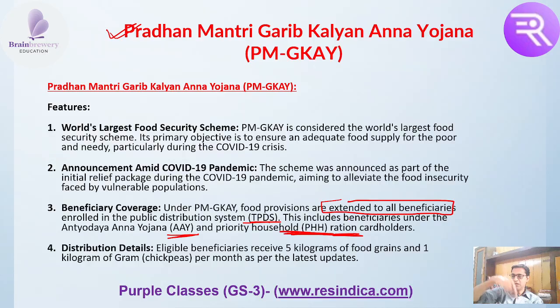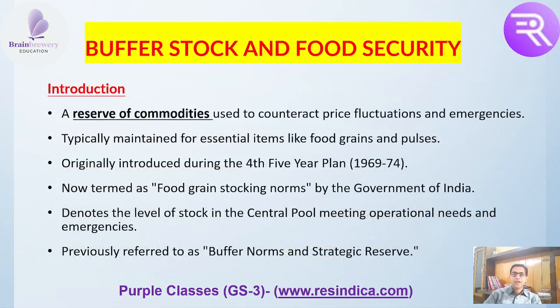Priority household card holders will receive 5 kg of food grain and 1 kilogram of gram per month as per the latest update, free of cost under the Pradhan Mantri Garib Kalyan Anna Yojana. Later updates will be available, and we will provide them when we continue with our current affairs classes. Now we are moving to the last topic of this whole chapter.